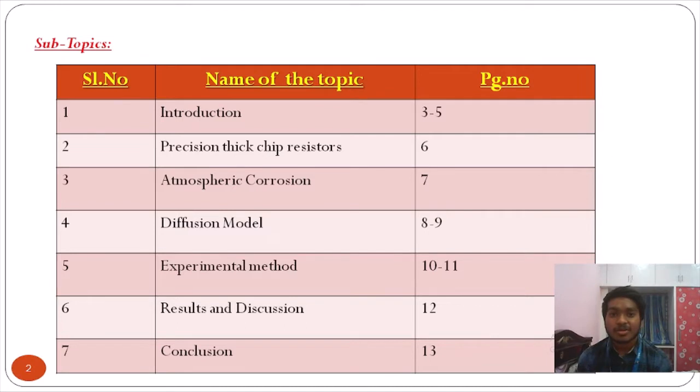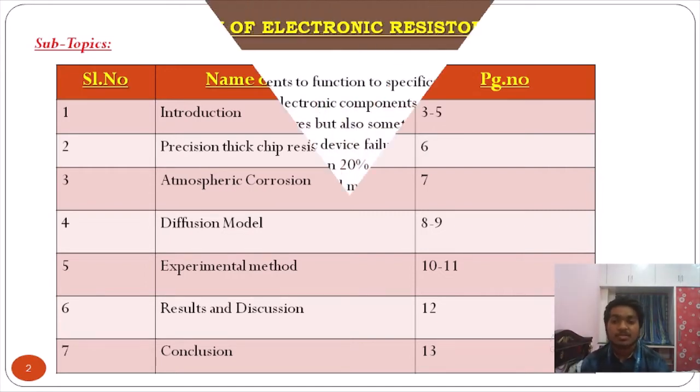Mostly greater than 20% of microelectronic devices fail due to corrosion. Today we are going to discuss corrosion of electronic resistors. These are the subtopics: Introduction, pages 3 to 5; precision chip resistor, 6th page; atmospheric corrosion, 7th page; diffusion model, 8 to 9 pages; experimental method, 10 to 11 pages; results and discussion, 12th page; and finally conclusion, 13th page.